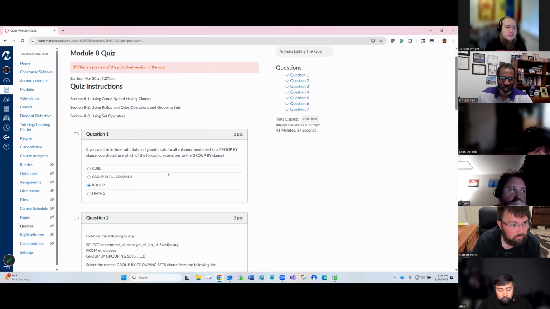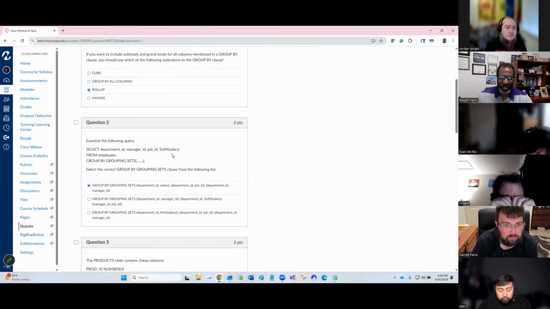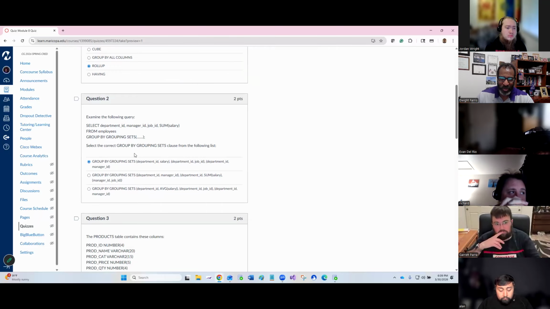If you want to include subtotals and grand totals for all columns mentioned in a group by, that's a roll up, especially eliminating the 4 choices that you have here. Question 2, examine this query, select department ID, manager ID, job ID, sum, salary from employees, group by grouping sets. So select the group by grouping set clause from the following list, the correct one, and that should be grouping sets, and it should include those particular columns, department ID.